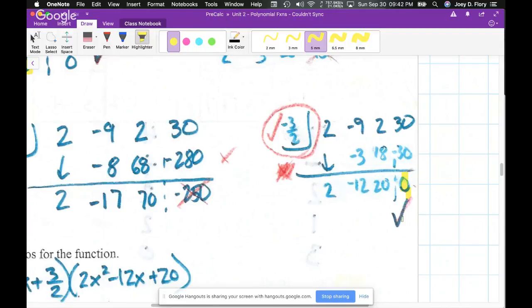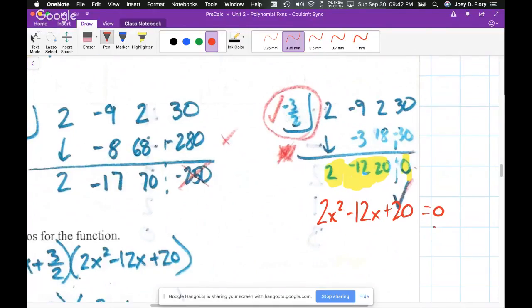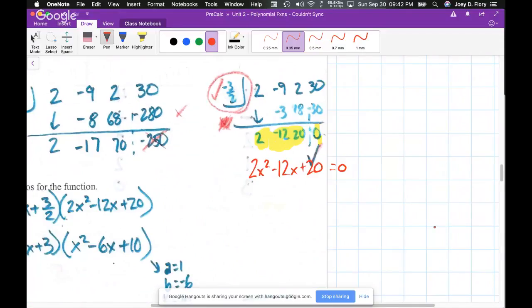And again, the important part here is that it leaves us with a quadratic. So this leaves us with 2x squared minus 12x plus 20. We're going to set that equal to 0, and you're going to use the quadratic formula and solve that puppy. Whatever you get is going to tell you your remaining roots.